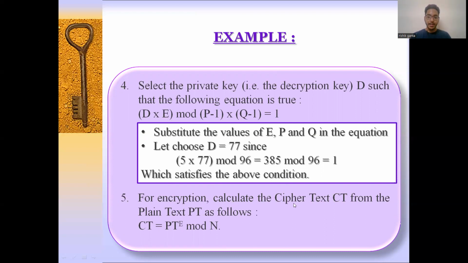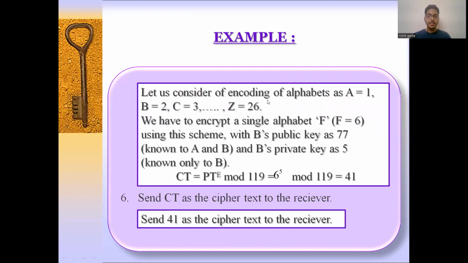For the encryption, calculate the ciphertext CT from the plain text as shown in the following equation: CT equal to PT to the power E mod n. Let us consider an encoding of alphabets such as A equal to 1, B equal to 2, C equal to 3, and so on until Z equal to 26. We have to encrypt a single alphabet F, F equal to 6, using this scheme with B's public key as 77, which is known to A and B, and B's private key as 5, which is only known to B.